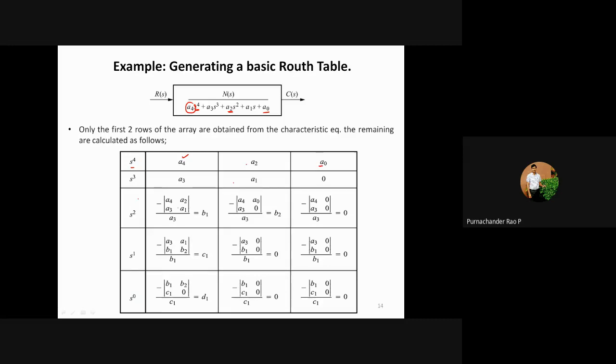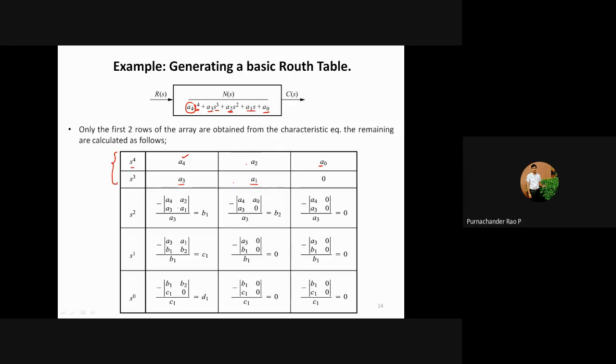Okay. And then next what we have to take is the s cube term. The s cube coefficient is a3, so a3 we have to take. Then leave the next one, and a1 we should take. Then for the other one, there is no term, so we should take it as 0. Okay, so first of all, we need to write up these two rows. Once you get these two rows, then you can calculate s square.